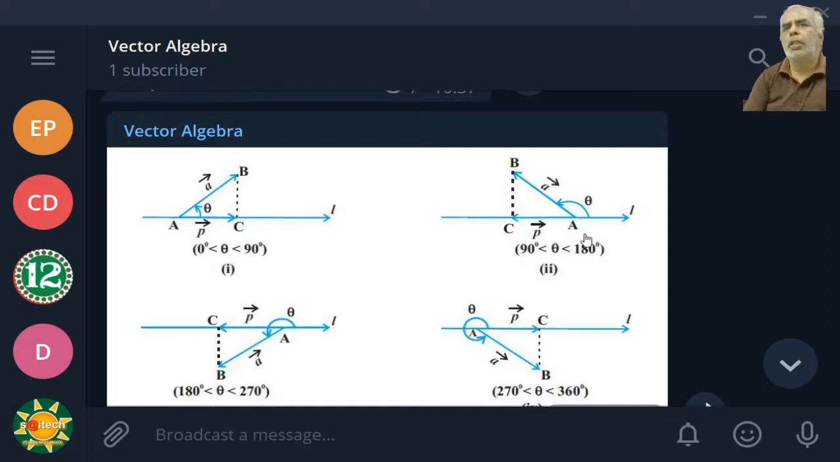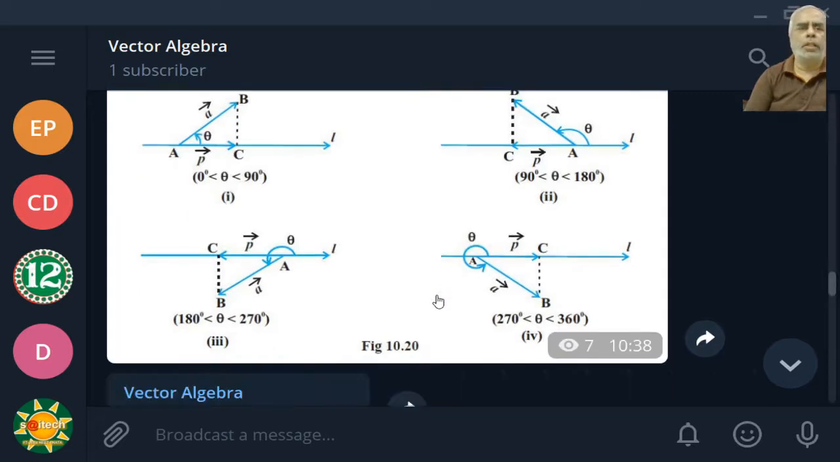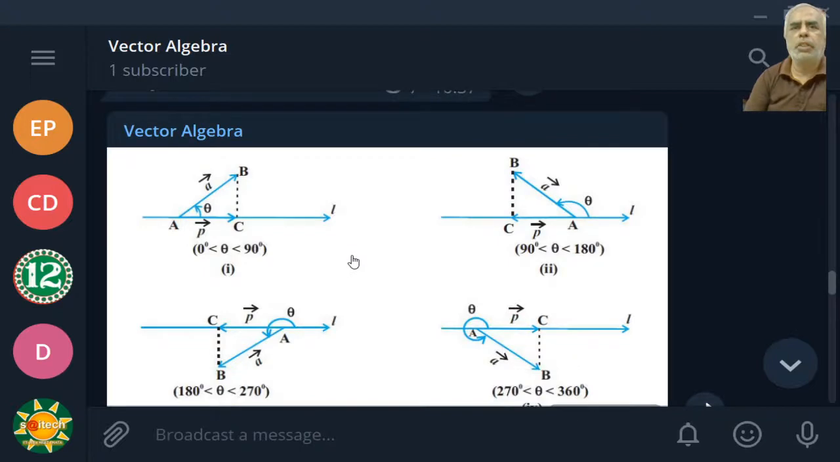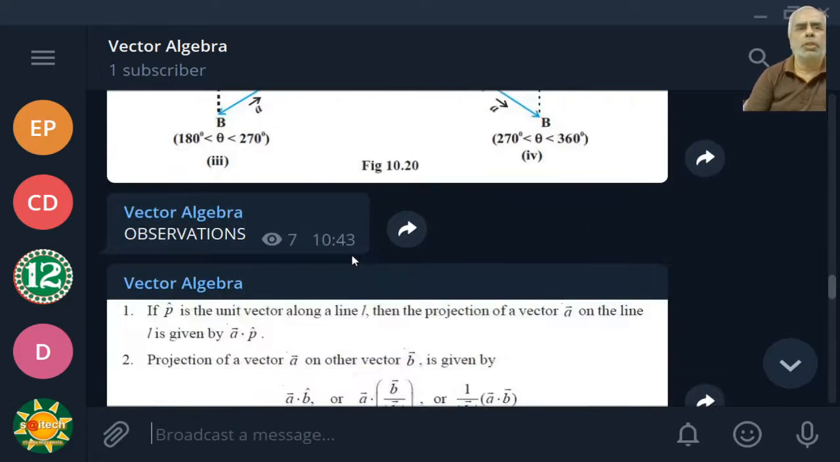Now let us consider the other one, where it has gone to the other quadrant, that is the second quadrant. It lies between 90 and 180, which means it has come to the second quadrant. And this indicates the third quadrant, 180 to 270. So similarly this one, the fourth quadrant. Okay, so now we are analyzing all these three. It is called the projection of a vector on a line L. Okay, so on a line L, how these vectors can be projected. So these are our observations.